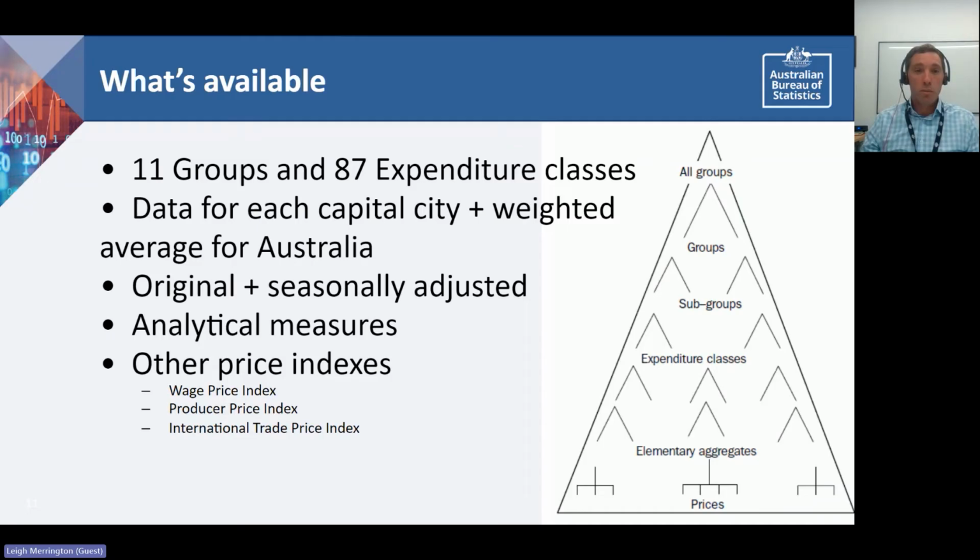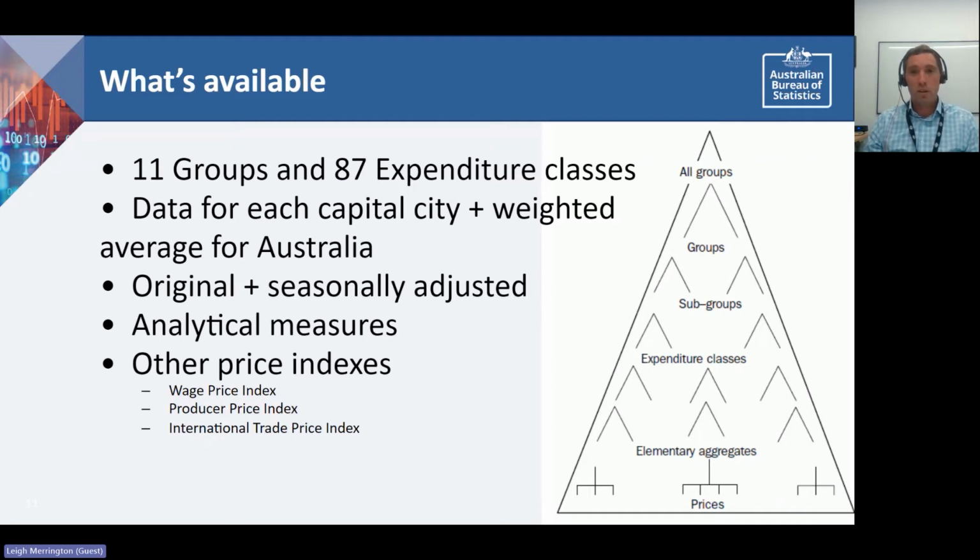And what we publish is data for each capital city, so the 8 capital cities, plus a weighted average of those capital cities, which we refer to as the national or Australia figure. We also have our data in original and seasonally adjusted terms.